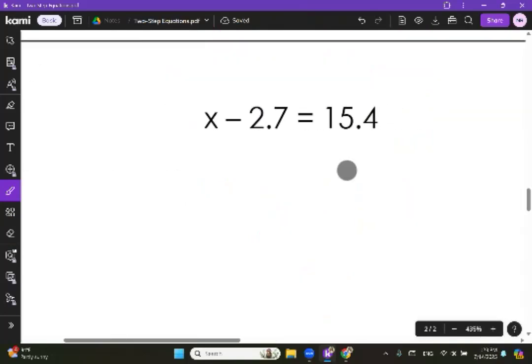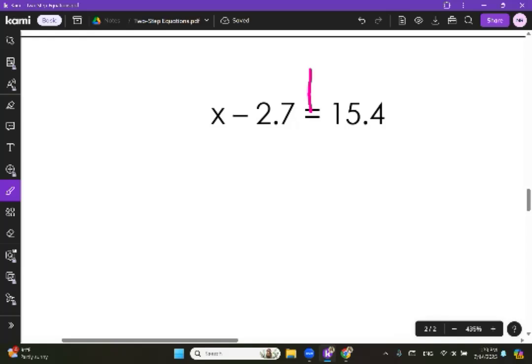Number 7. Draw your line. Label your sides. Letters on the left. Numbers move to the right. We notice here we only have one number, so this would be a one-step equation. Snuck right past me. That's okay. Minus changes to plus.